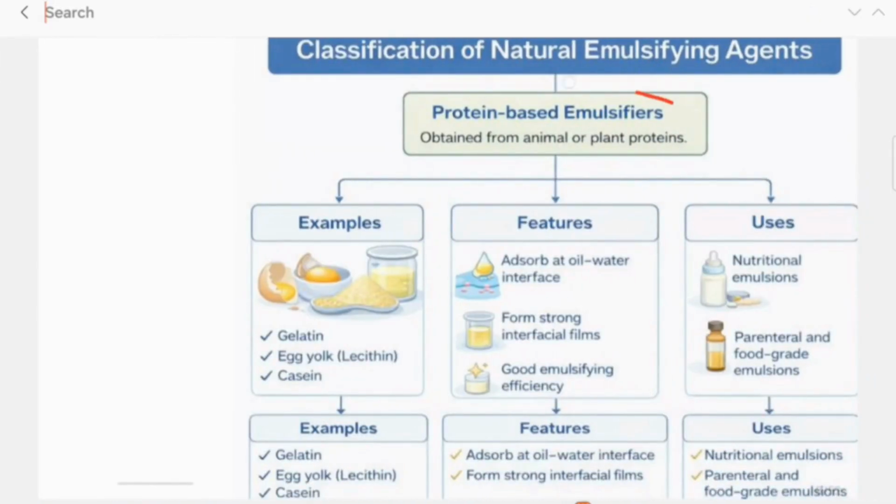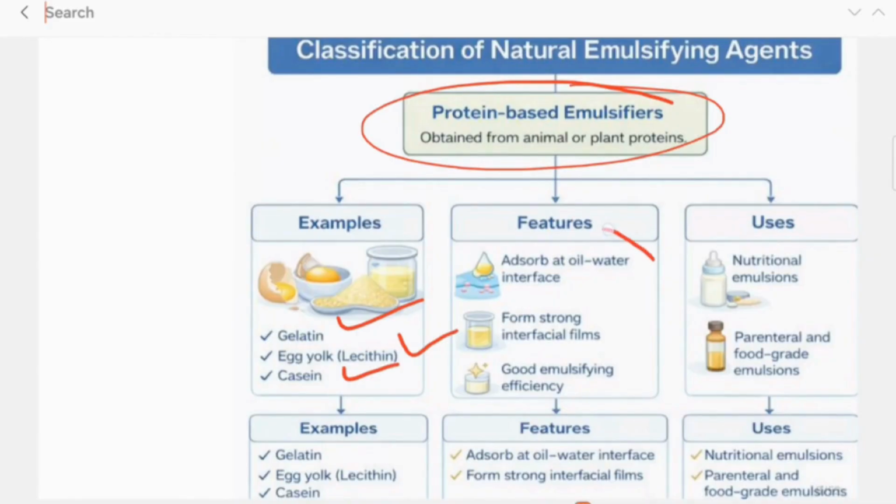And the second category is protein based emulsifiers. Examples: gelatin, egg yolk, casein. They help in the formation of oil in water type of emulsions. They form a strong interfacial film, and they have good emulsifying efficiency. Uses include nutritional emulsions, parenteral and food grade emulsions.